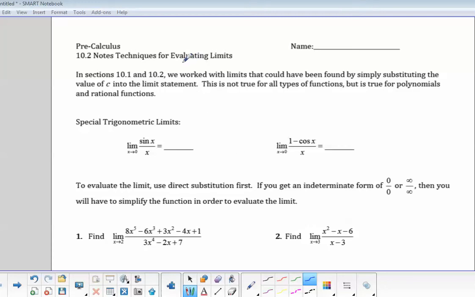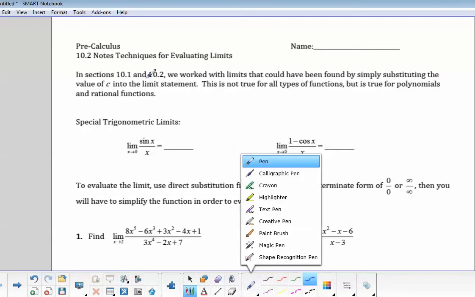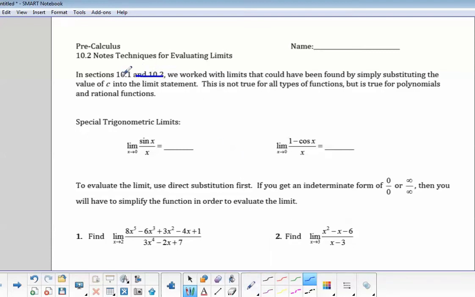Hello PreCalc students, these are your 10-2 notes and we are still evaluating limits. In lesson 10-1 we worked with limits where we could find the limit just by substituting. Today we're going to have to do a little extra work to find the limits, and that's because today's limits will have holes.